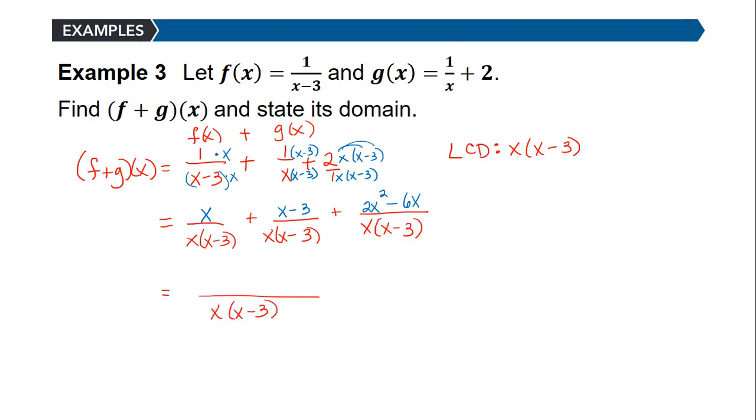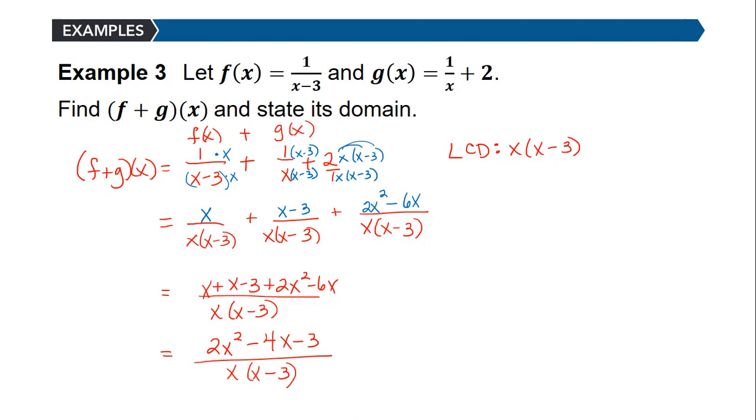So we can add the numerators to have x plus x minus 3 plus 2x squared minus 6x. Therefore we get 2x squared, 2x minus 6x is minus 4x, then minus 3, all over x times x minus 3. That was a lot of work. But now we need to think about the domain.